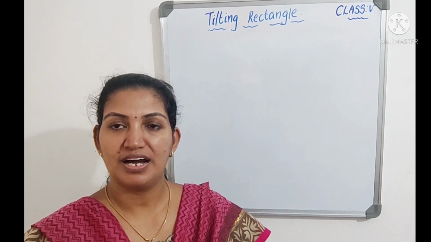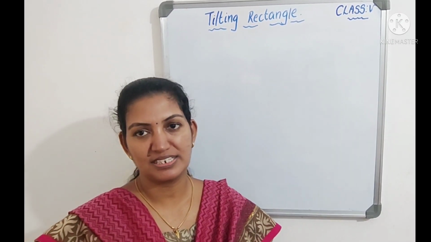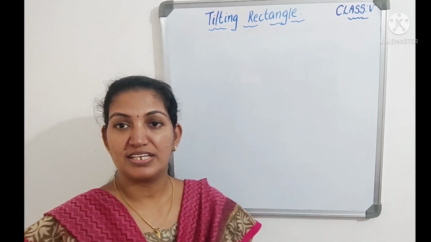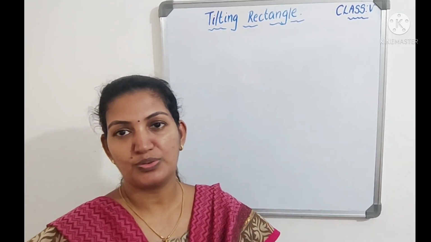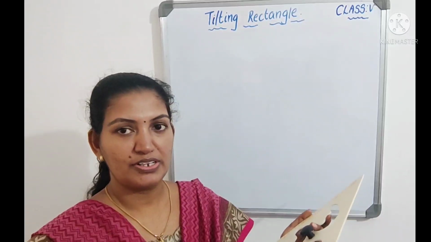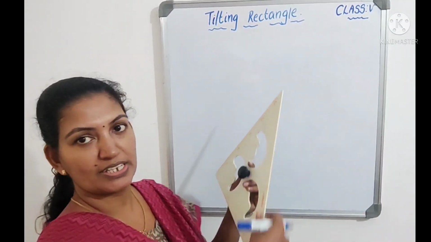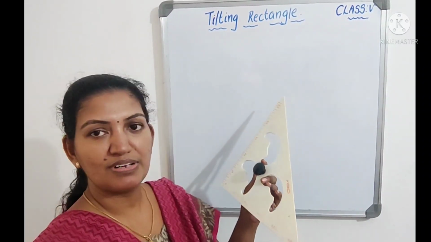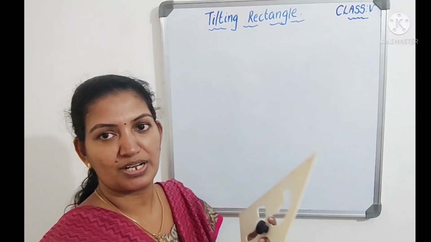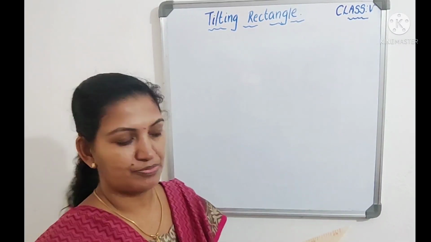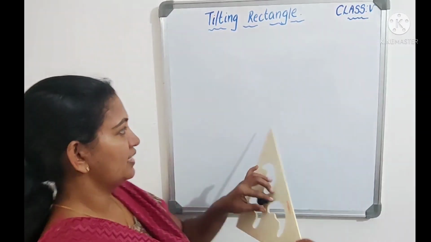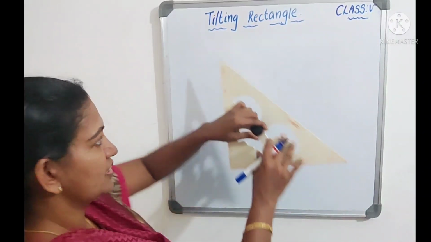Last class we studied how to draw a rectangle using a set square. We are using a square corner of the set square to draw rectangles. Here you can see in the set square two other corners also. Today we will use the other corners of the set square and draw the figure. Now once again I am drawing the rectangle using the set square.